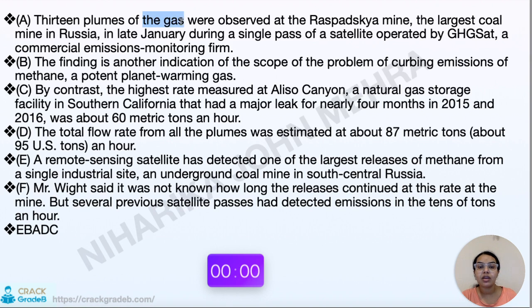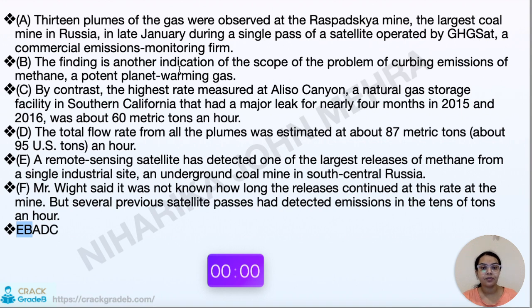Now which gas are you talking about? That's why this cannot be the first. Now B is fixed at second position, so before B there should be the finding, something that was discovered by someone, and that is to be mentioned before B. A satellite has detected; detect, find, all of these things are the same. So the satellite has detected a release of methane from the site. So this is the finding. The finding is what is called here 'the finding'. So E and B we get as a pair.